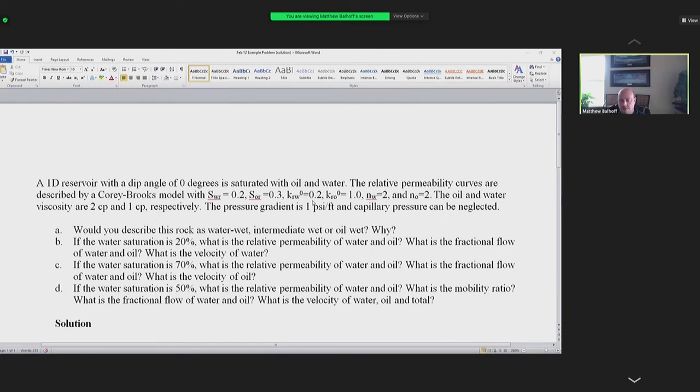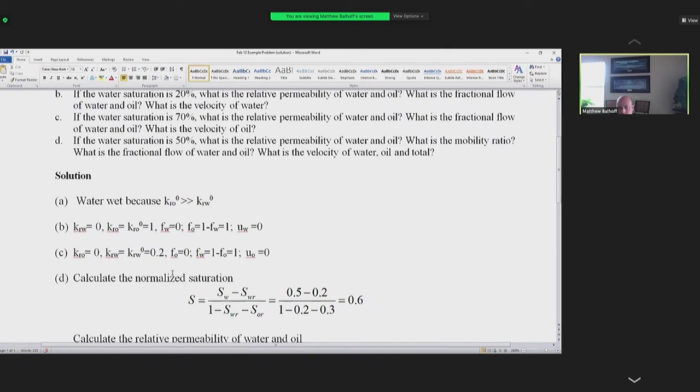What you're going to have to do is calculate the normalized saturation S. Then you're going to have to use the Corey equations to compute the relative permeabilities. What I did is I calculated the normalized saturation, which is the water saturation minus the residual water saturation divided by 1 minus SWR minus SOR. SW is 50%, SWR is 20%, and SOR is 30%. So I got 0.6. Is that what you all got?